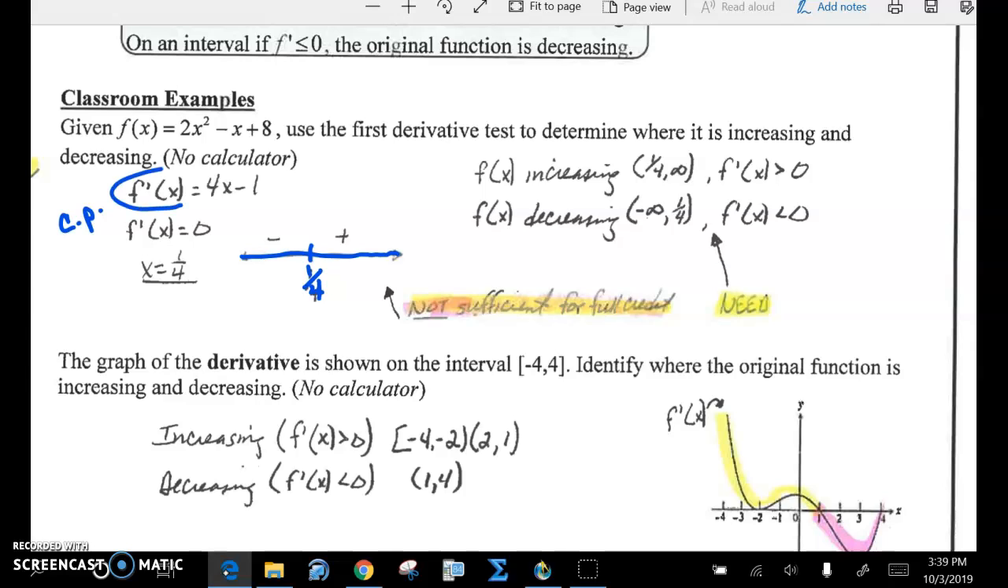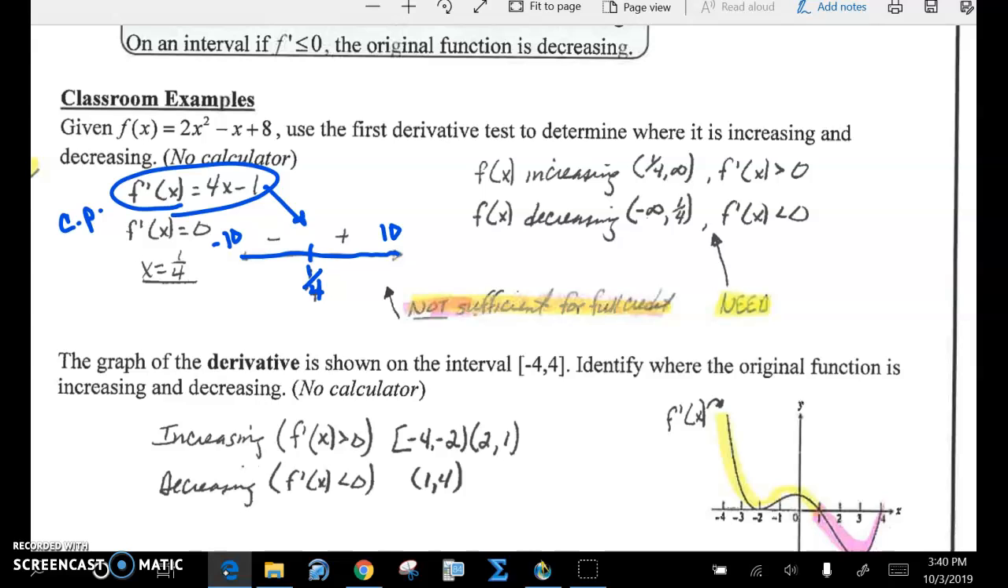Now we're talking about the first derivative. What is happening to my first derivative as x is greater than 1/4? If x is greater than 1/4, I'm going to get a positive value. Let's pick a number out here, 10. Well, 4 times 10 is 40, minus 1, that's a positive value. Let's pick one down here, negative 10. I'm going to get a negative value. So this is a little number line chart.